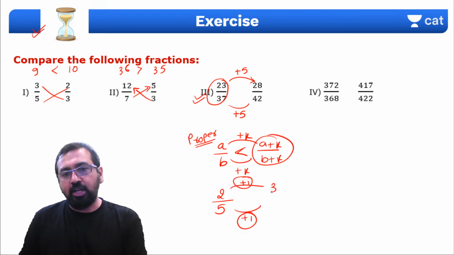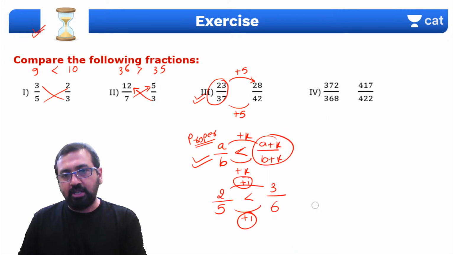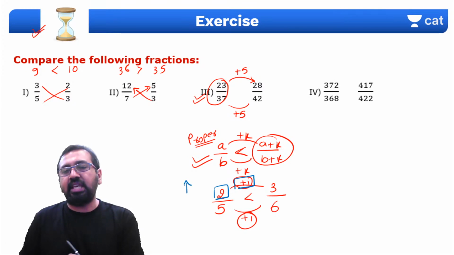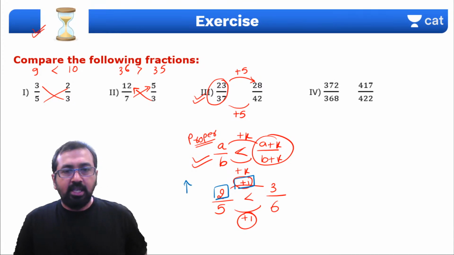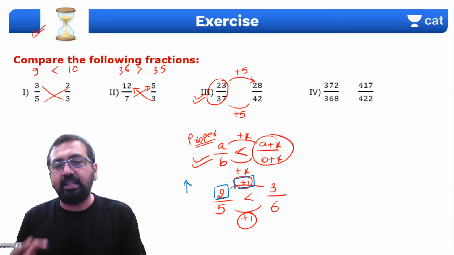So 2 plus 1 is 3, and 5 plus 1, sorry, is 6. The resultant fraction, as per this rule, is always greater than the previous fraction. This is what we are trying to understand. Why is it so? Let me help you understand. Now tell me one thing: when we add this 1 to the numerator 2, by how many percent are we increasing our numerator?